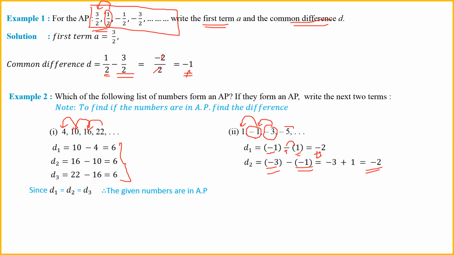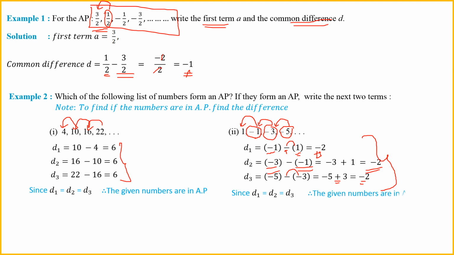Okay, the last number, that is minus 3, the third number. Let me take the third number, minus 5, and subtract the previous, minus 3, so it is minus 5 plus 3, and the final answer is minus 2. Since the common difference is constant, the given progression is also in arithmetic format. Okay, done. Yes, the given numbers are in AP. Coming to the next question.